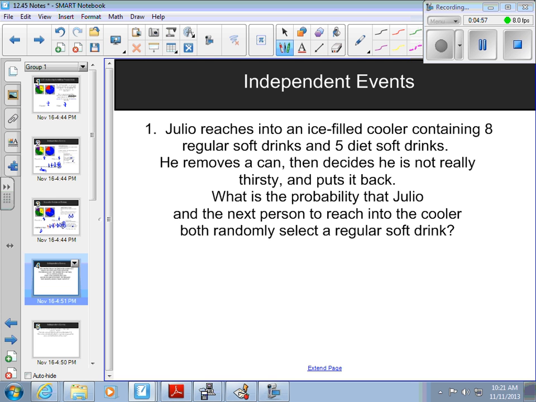What's the probability that Julio and the next person to reach in the cooler both randomly selected a regular soft drink? Okay, so we first want to find out the probability of drawing a regular soft drink. For Julio, that would be 8 regular soft drinks out of, if we add 8 and 5, 13 cans in the cooler. So 8 out of 13 chance. Now, because Julio's putting back the can, the probability for the second person is going to remain the same. So the second person also is going to be 8 out of 13.